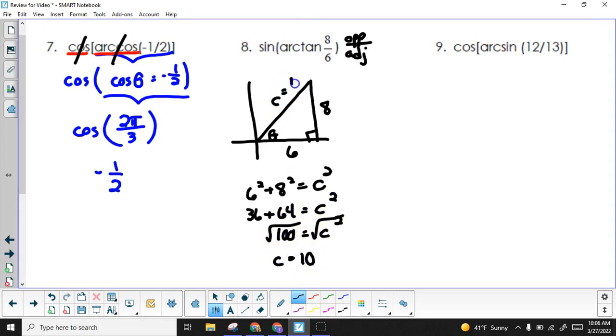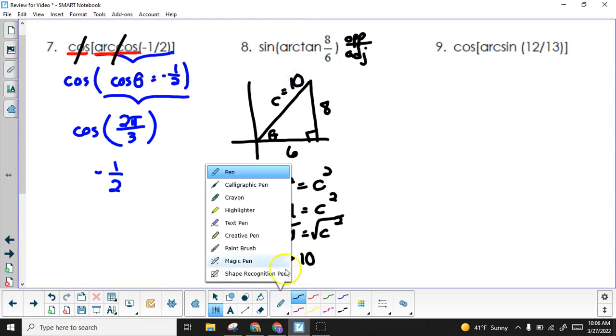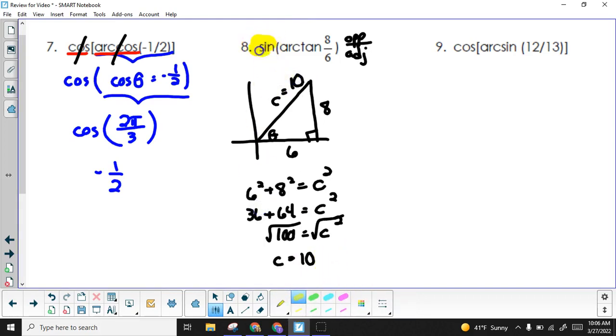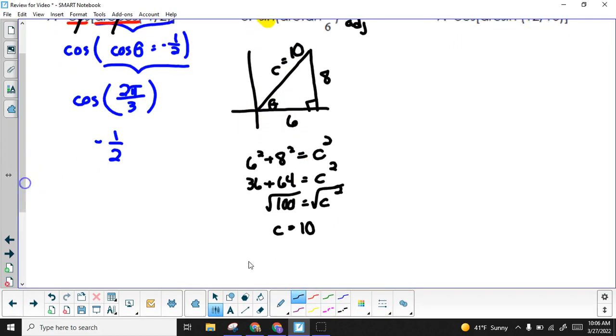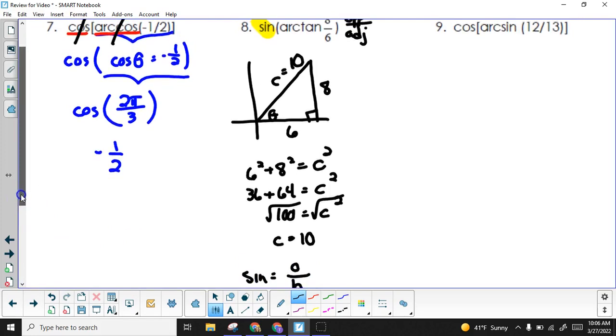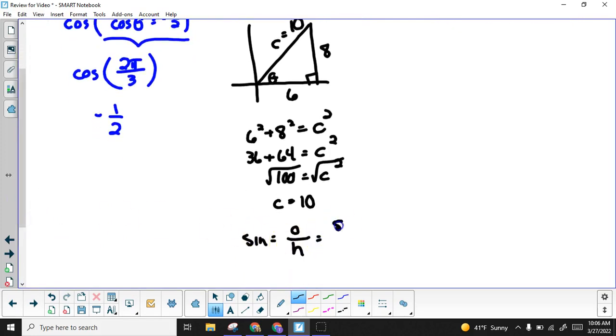Now we go back and do that last part, which is to evaluate what we're finding here. We're finding the sine of this angle, and the sine equals the opposite over the hypotenuse, which in this case our opposite is 8, and our hypotenuse is 10. We could simplify this fraction to 4 over 5.